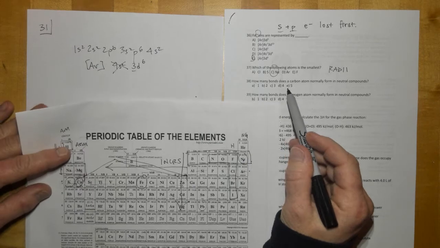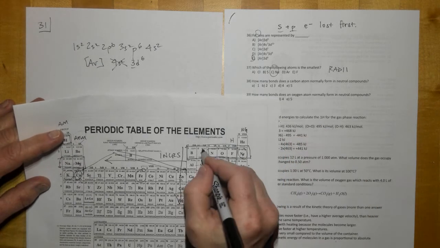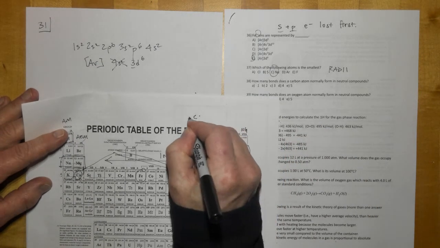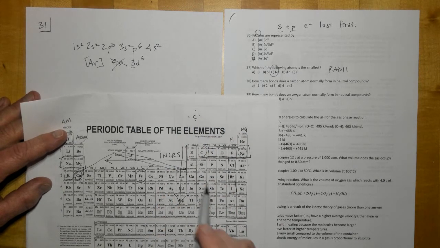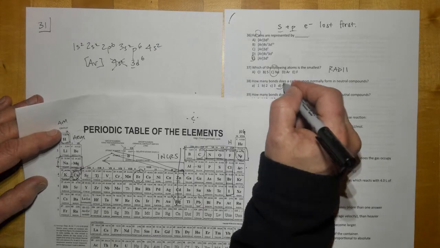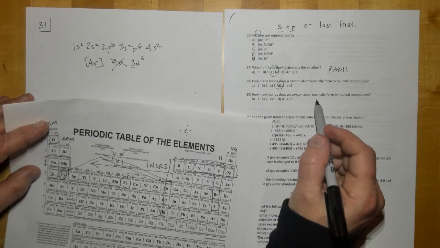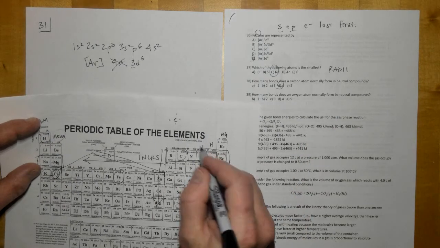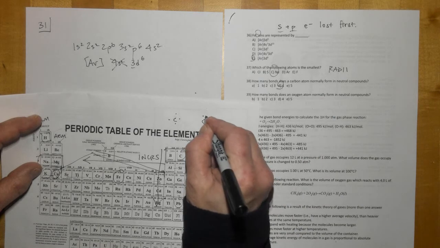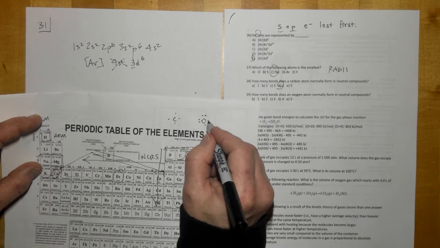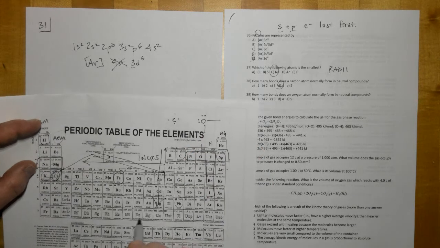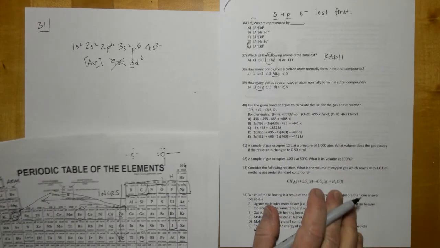How many bonds does a carbon atom normally form? So carbon has 4 valence electrons. If you draw the Lewis dot structure, it would have 4 dots around it, and so it very much likes to form 4 bonds. How many bonds does an oxygen atom normally form? So oxygen right here has 6 valence electrons, and it usually loves to have 2 unshared pairs of electrons, and so it goes out and forms 2 bonds. That's what it normally likes to form.